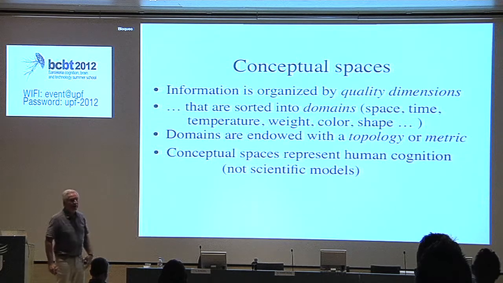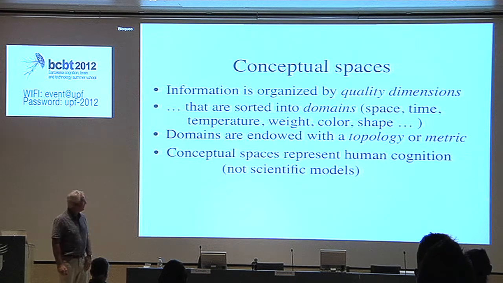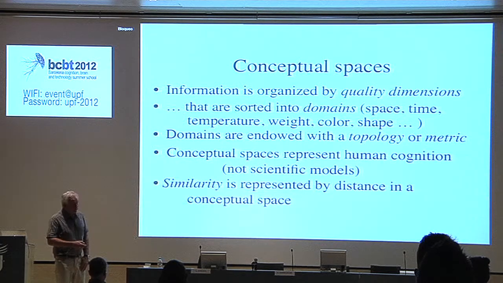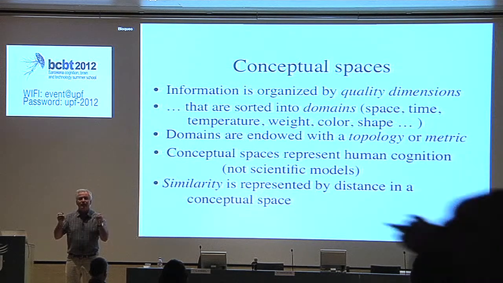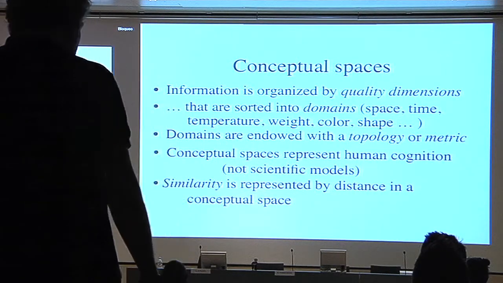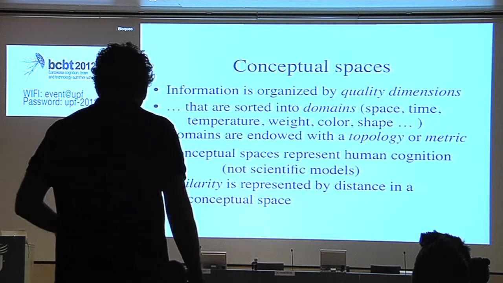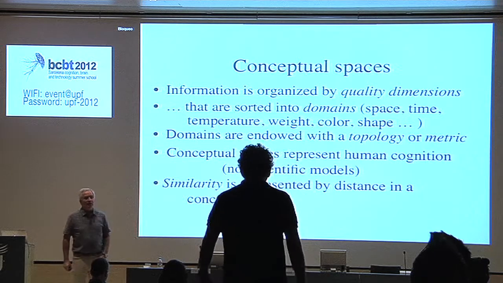We're not talking about how physics would represent these domains. I mean, that's not what's of interest here. A very important thing is the role of similarity, because the spaces can represent similarity. The closer two points are in the space, the more similar are the colors, or the more similar are the temperatures, or whatever. So closeness means similarity in the space.